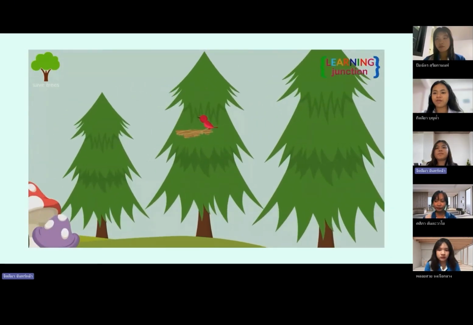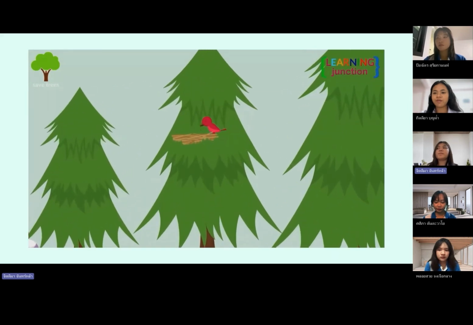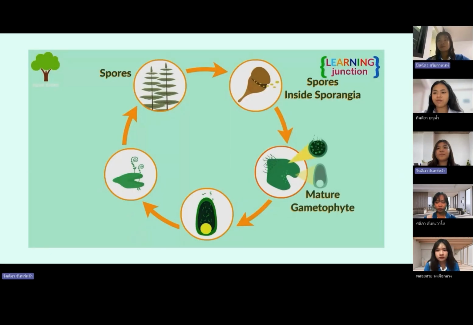Let's have a look at the life cycle of a non-flowering plant, the fern, which uses spores for reproduction. At first, tiny spores start to appear on the leaves. These form on the undersides of the leaves in spore cases called sporangia. In the second stage, the mature gametophyte produces both male and female gametes. Then the zygote develops. It contains a complete set of DNA to form a new fern plant. The final stage is the sporophyte. They grow and release spores. Then the life cycle starts again.